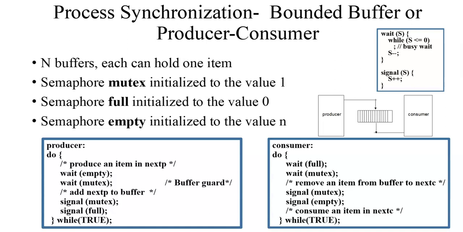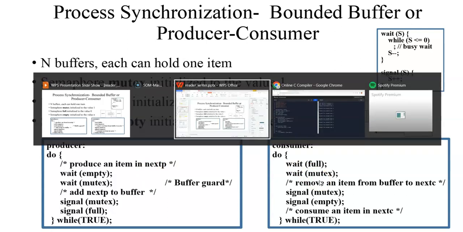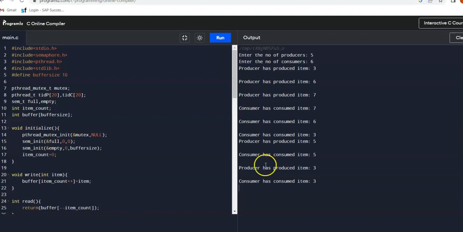It has decremented one full, it has consumed one full buffer, and it has incremented one empty buffer. So it calls signal empty, so that the empty buffer count is incremented. Exactly opposite of the producer code is the consumer code. Now let us execute the program and see.